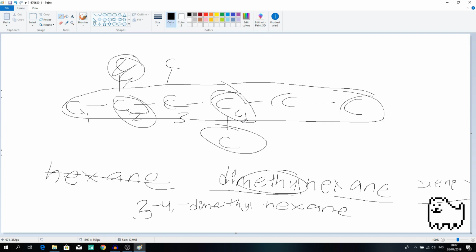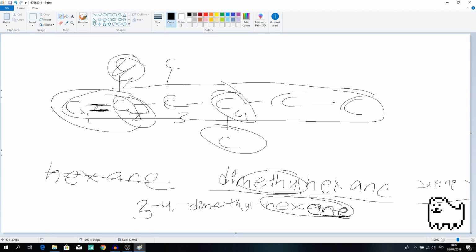We can also combine this with multiple bonds. So let's say this hexane actually has a double bond here. We can simply just change the suffix of the hexane, this last part here. We're going to change it to "-ene" because one of these has a double bond, which basically turns the alkane into an alkene. So we call this the 3,4-dimethylhexene.